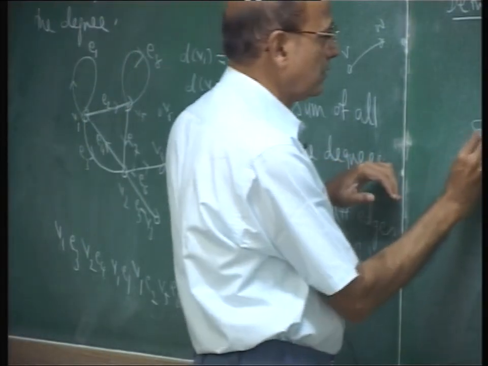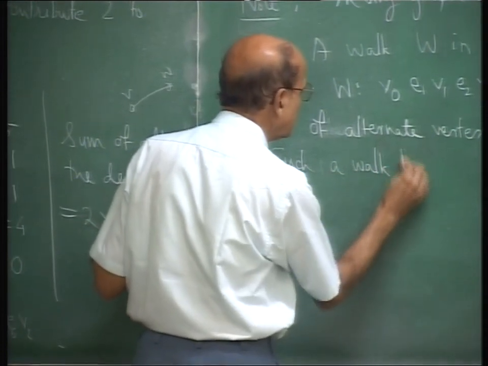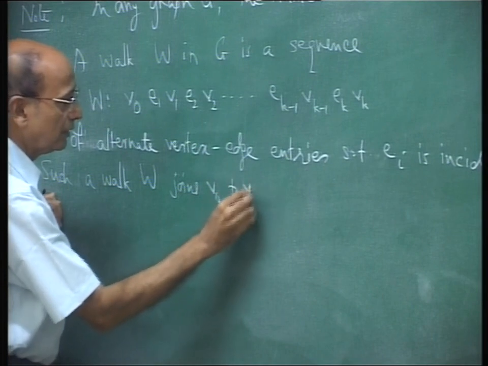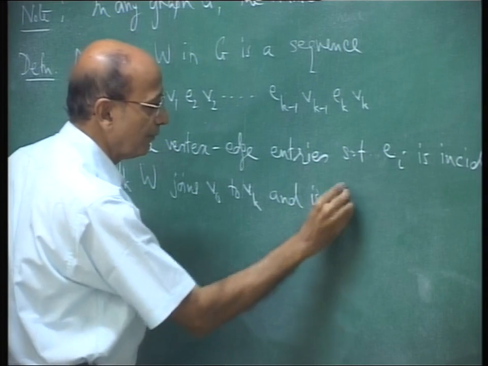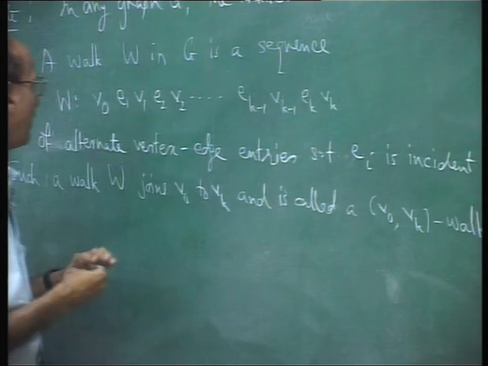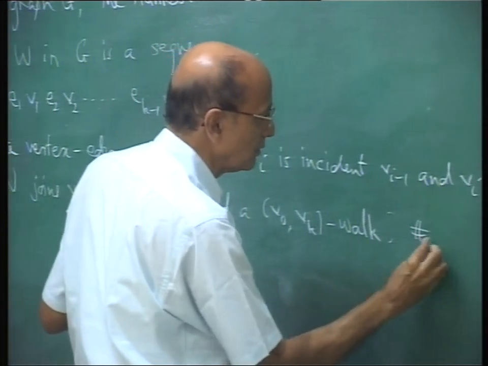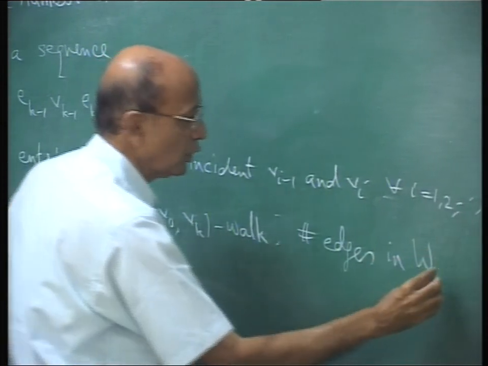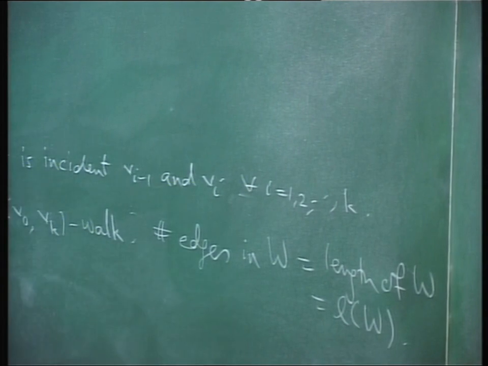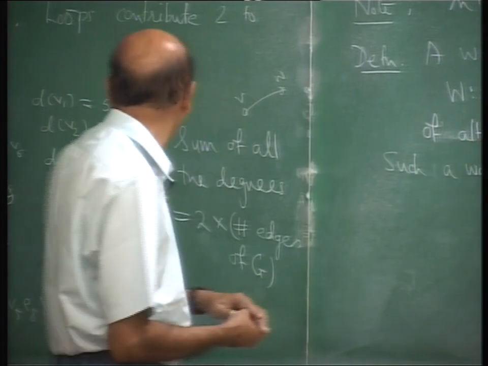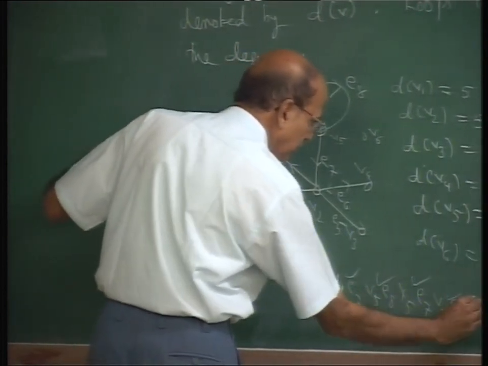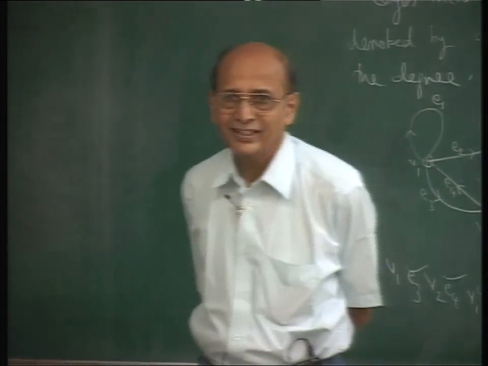Such a walk joins V0 to VK and it's called a V0 VK walk. The number of edges in this walk is called the length of W. So that walk has length K. This walk I'll actually have to count. This is an edge, this is an edge, this is an edge, 4, 5, 6, 7, 8, as many as 8 edges here, therefore the length of that walk is 8.